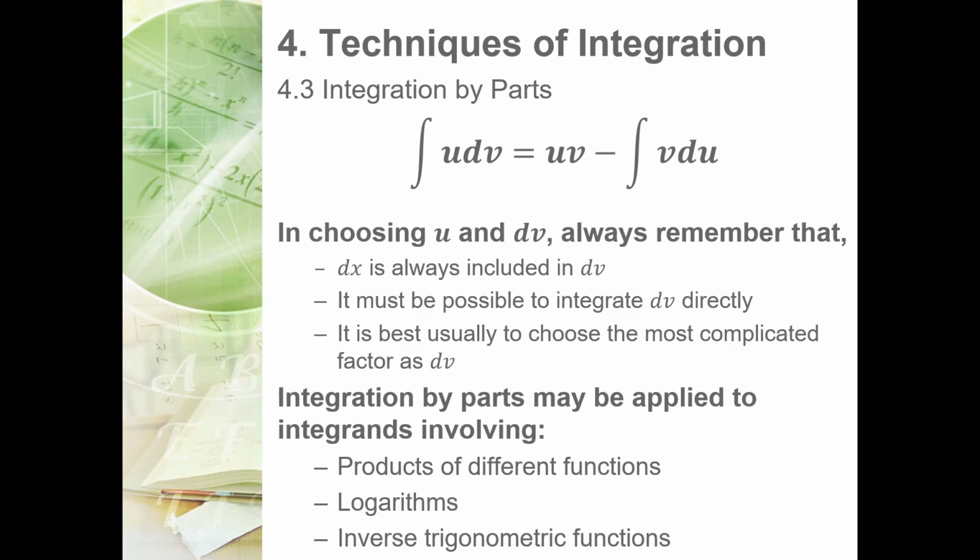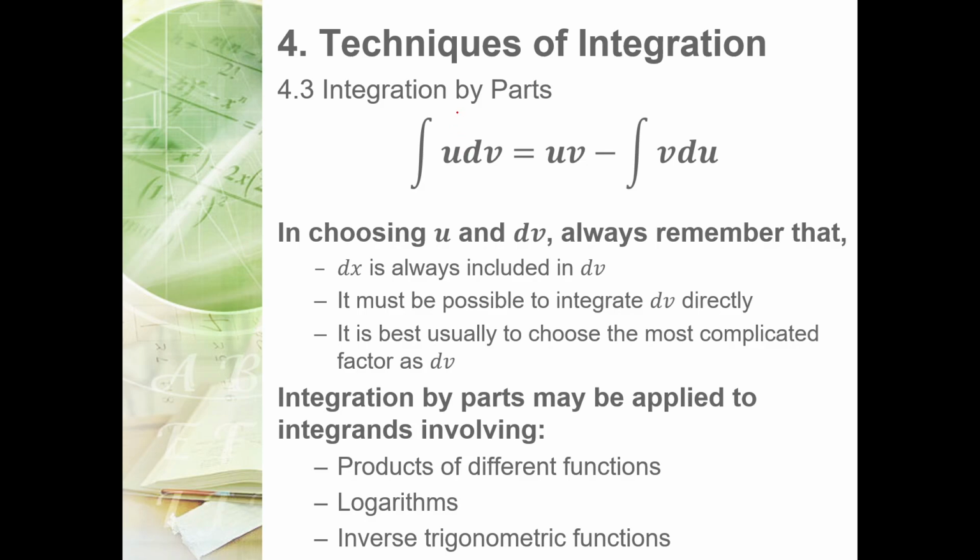Okay, starting with the third advanced technique, we'll be having integration by parts. So this is the formula: the integral of u dv is equal to uv minus the integral of v du.